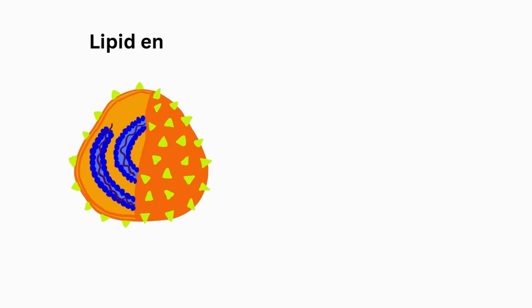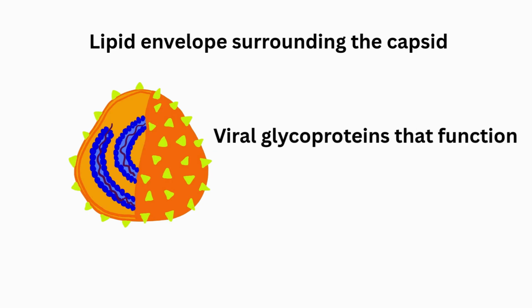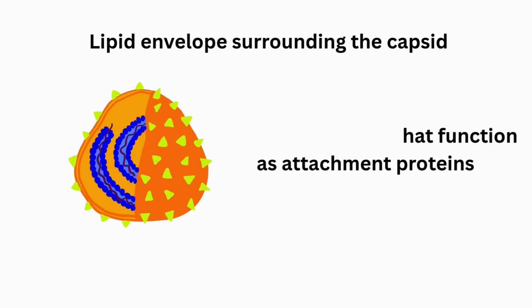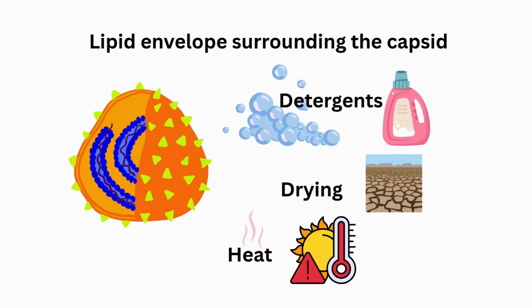Some viruses possess an additional lipid envelope surrounding the capsid. This envelope originates from host cell membranes and contains viral glycoproteins that function as attachment proteins for host cell receptors. Because the envelope is derived from lipid membranes, enveloped viruses are more sensitive to environmental stressors such as detergents, drying, and heat compared to non-enveloped viruses.